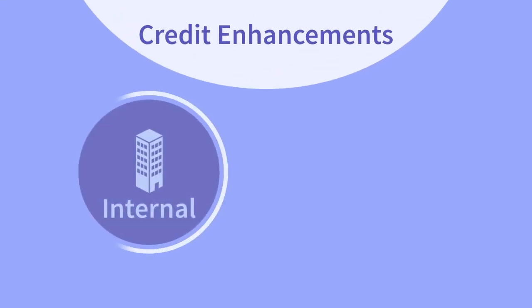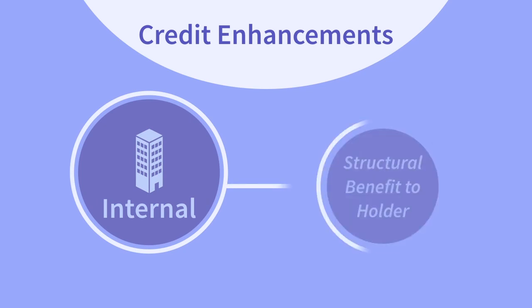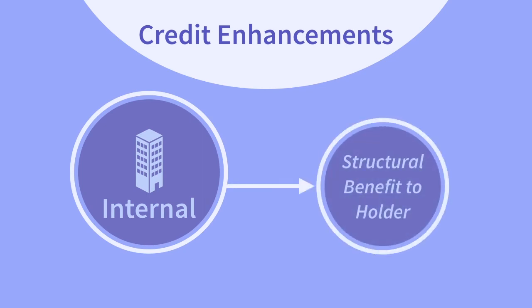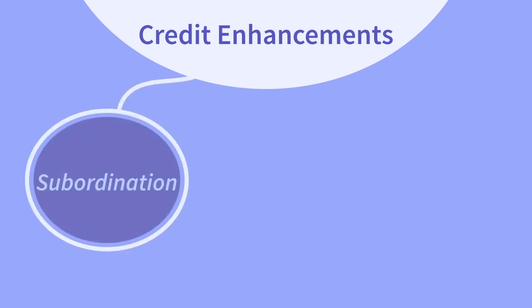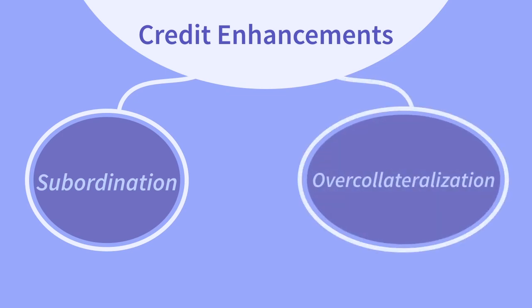An internal credit enhancement is where the structure of the deal or the value of collateral is of some benefit to the holder. Tranching or subordination is the most common technique, where certain bondholders are first in line to be paid when cash is available for interest payments. Another would be over-collateralization, whereby the collateral backing an issue is worth more than the issue itself, so the holders stand to gain if the issuer defaults.